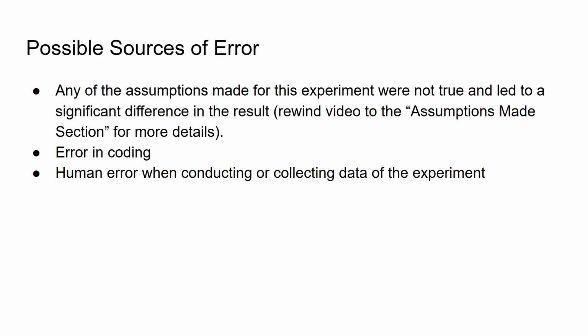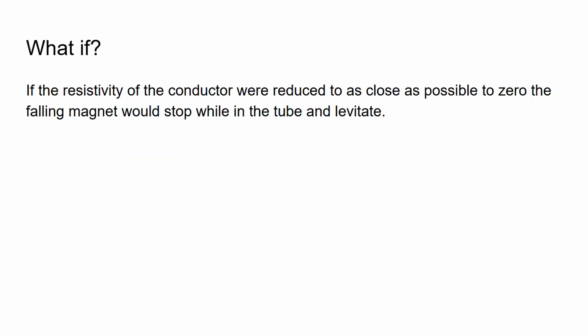Possible sources of error. Any of the assumptions made for this experiment may not have been true and led to a significant difference in the results. Rewind video to the assumptions made section for more details. Error in coding, human error when conducting or collecting data of the experiment.